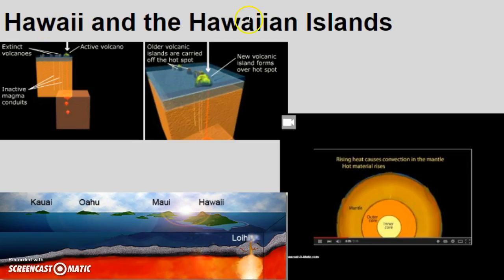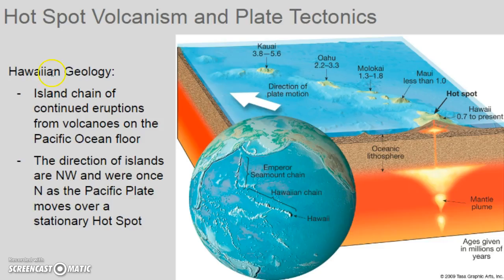Moving on to Hawaii and the Hawaiian Islands. So we have this plate, the Pacific plate, that's moving over a fixed hotspot. These mantle plumes are providing the steady diet of magma. And here we have the Hawaiian Island chain formed. Well, when I look at this on a geologic map, we can see that hotspot volcanism is directly tied to plate tectonics. The island chain of continued eruptions from volcanoes actually comes from the Pacific Ocean floor.